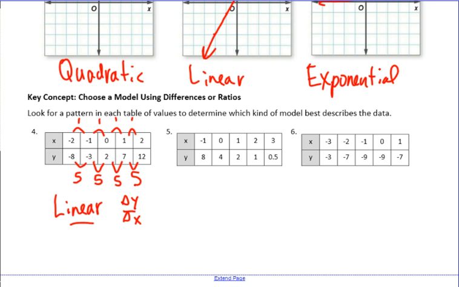We do the same thing here. Minus 4, minus 2, minus 1, minus 0.5. That's not a constant change. So then what we do is we look at the difference between those values. That's plus 2, plus 1, plus 0.5. And that doesn't tell us anything either. So this is an exponential function.